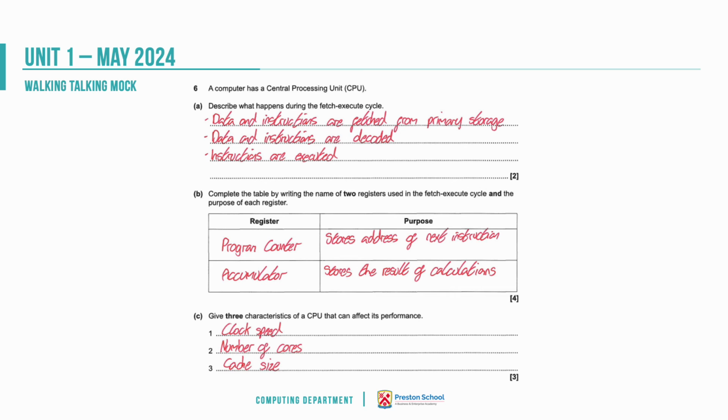When it talks about those characteristics, remember the 3 C's: cores, cache, clock. But you must call those clock speed, the number of cores, and the cache size when you move into an exam scenario.